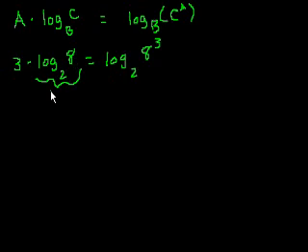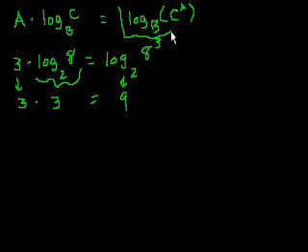Log base 2, to what power is 8? Well, 2 to the third power is 8, right? So that's 3. And we have this 3 here. So 3 times 3. So this thing right here should equal 9. If this equals 9, then we know that this property works at least for this example.